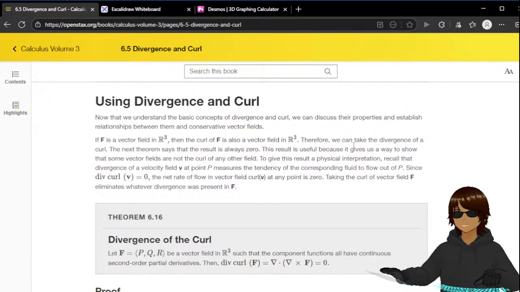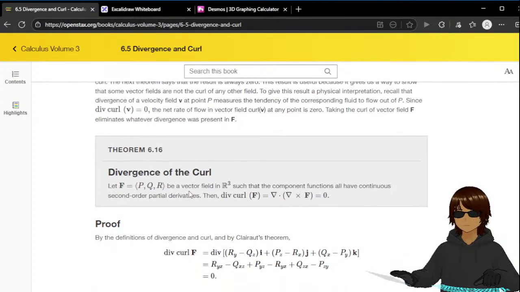This result is useful because it gives us a way to show that some vector fields are not the curl of any other field. To give the result a physical interpretation, recall that divergence of a vector field at point P measures the tendency of the corresponding fluid to flow out of P. Since divergence of curl is equal to 0, the net rate of flow of the vector field curl F at any point is 0. Taking the curl of vector field F eliminates whatever divergence was present in F. The divergence of curl is equal to 0.